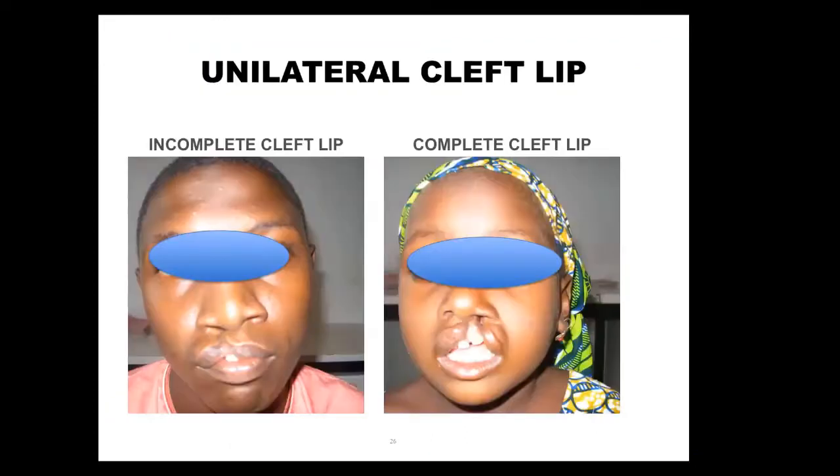I'm now going to show you some illustrations, some clinical pictures of unilateral cleft lip. You see on the left side is an incomplete cleft lip. You can see it here. Here we can see a complete cleft lip. You can see the lip is involved, the alveolus is involved, and the floor of the nose is also involved. These are unilateral cleft lip.